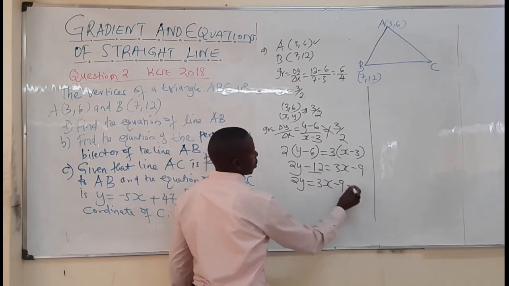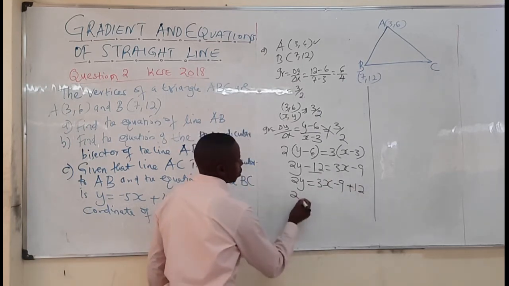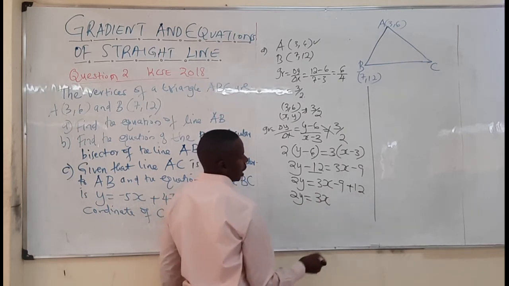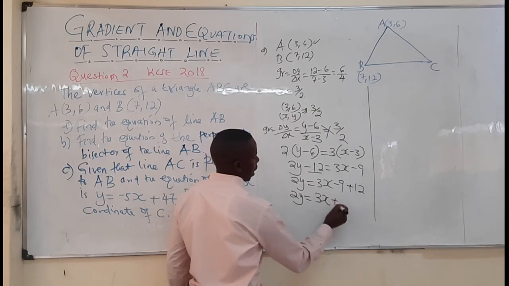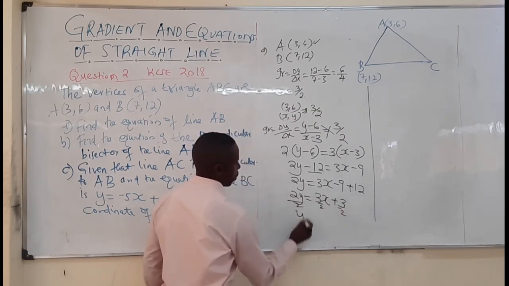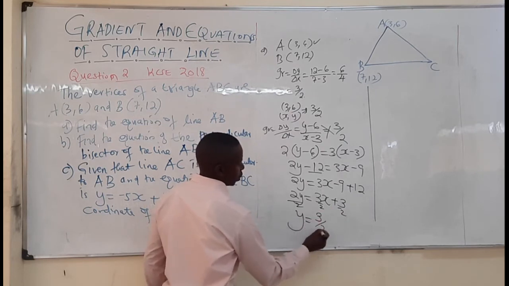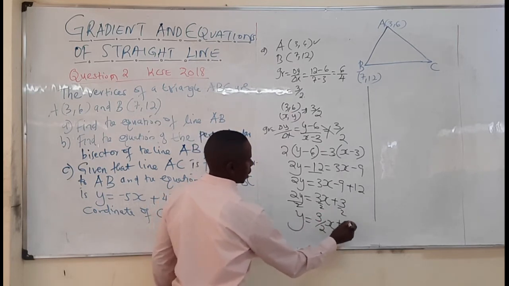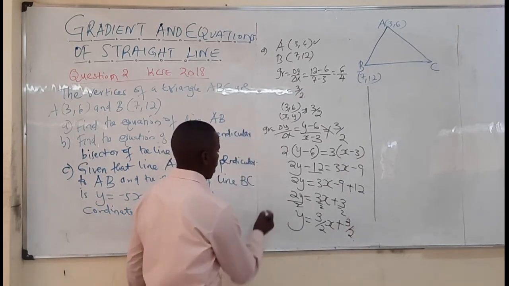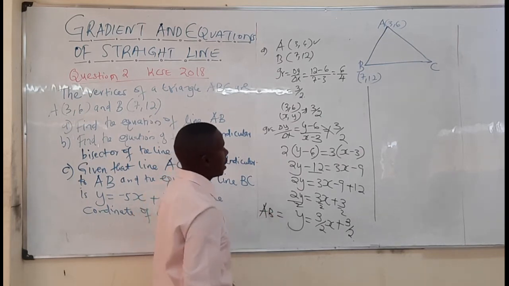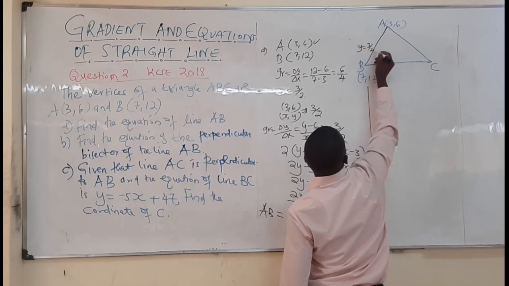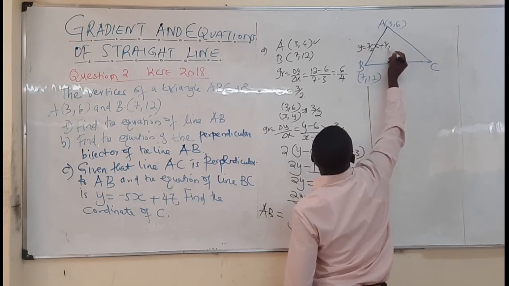Putting it in the form y equals mx plus c, this minus 12 is going to be plus 12 on the other side. So 2y will be equal to 3x minus 9 plus 12, which should be plus 3. And we divide by 2 everywhere, and get y is equal to 3 over 2 x plus 3 over 2. So that is the equation of the line AB. AB is y equals 3 over 2 x plus 3 over 2.